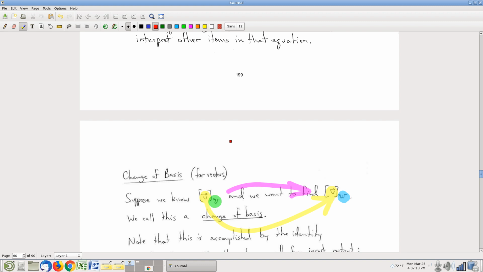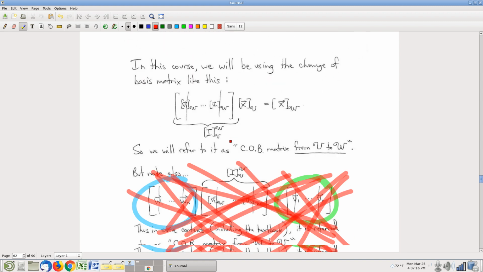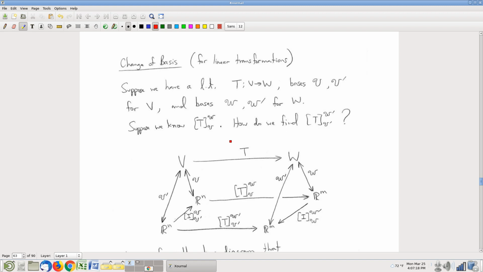This is how you do it for vectors. Now let's ask the question, how do you do it for linear transformations? And so here we are again. Suppose you have a linear transformation. You can write that linear transformation with respect to one pair of bases, script V and script W, thus giving you a matrix. You can take that same linear transformation and write it with respect to a different pair of bases, V prime, W prime, thus getting a different matrix.